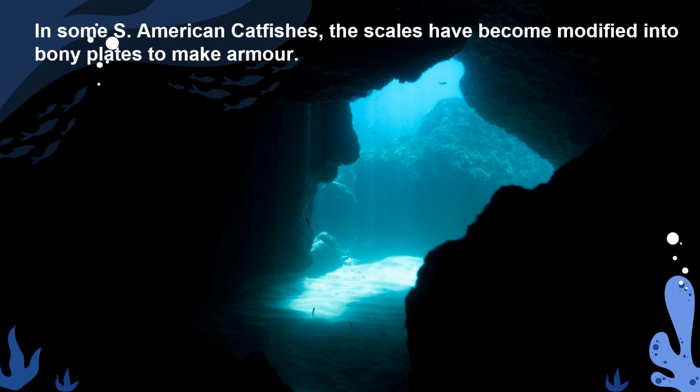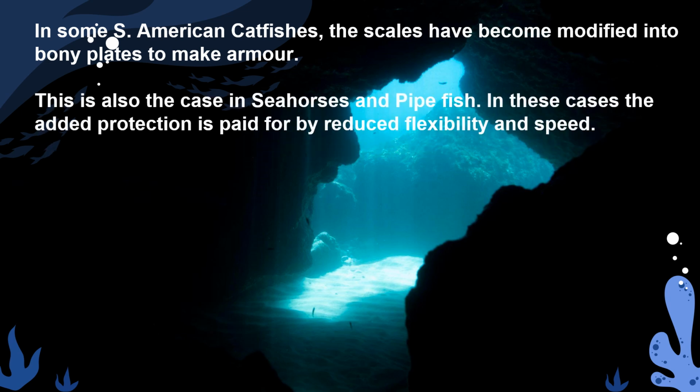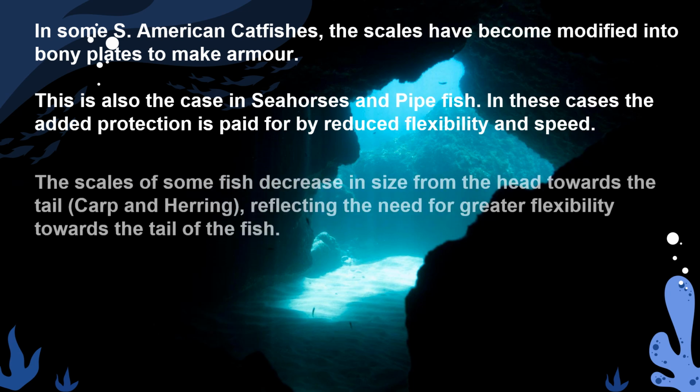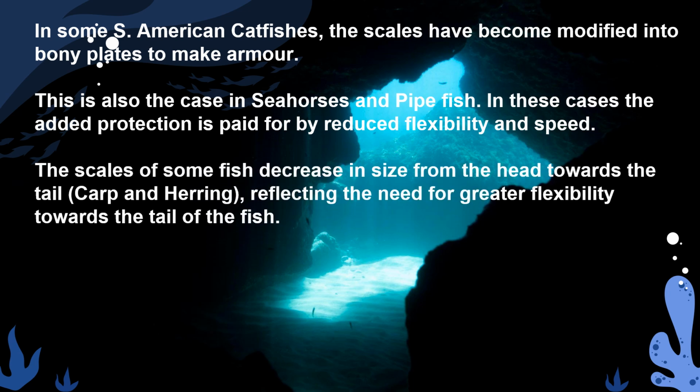In some South American catfishes, the scales have become modified into bony plates to make armor. This is also the case in seahorses and pipefish. In these cases, the added protection is paid for by reduced flexibility and speed. The scales of some fish decrease in size from the head towards the tail, like in carps and herrings, reflecting the need for greater flexibility towards the tail of the fish.